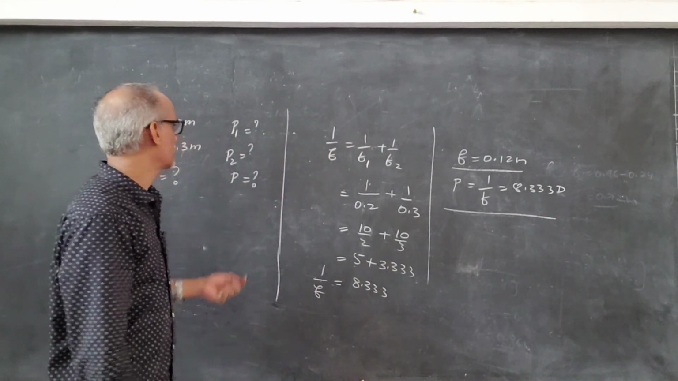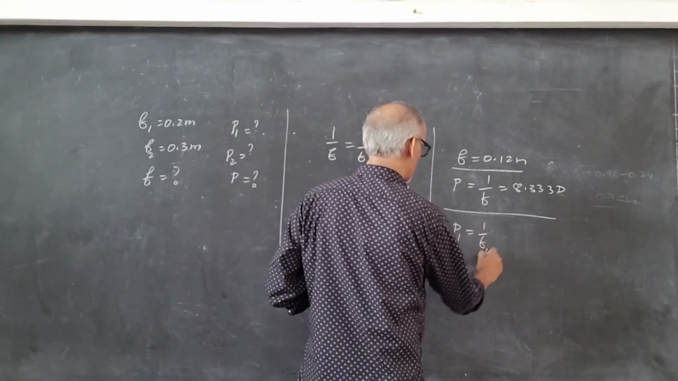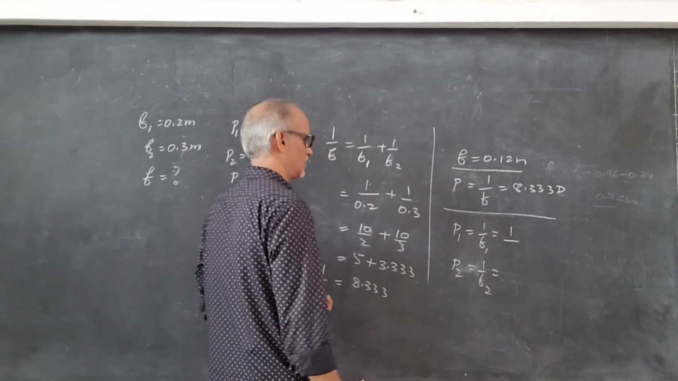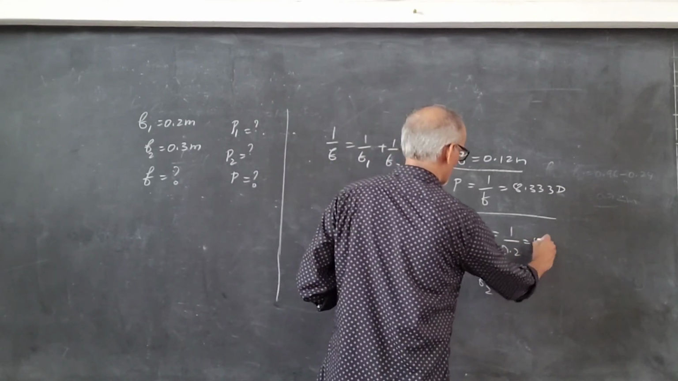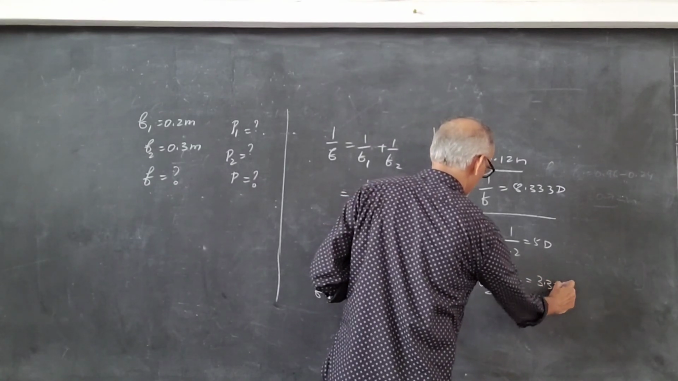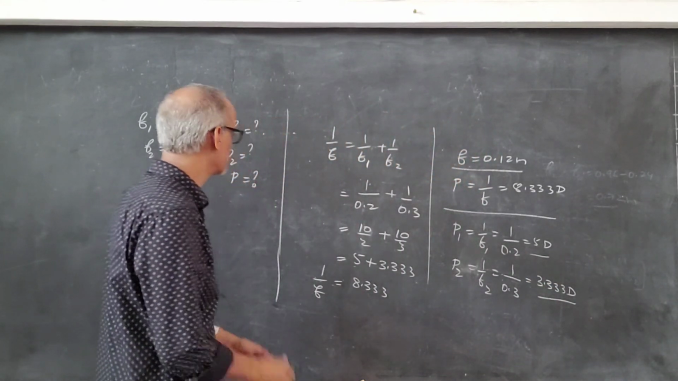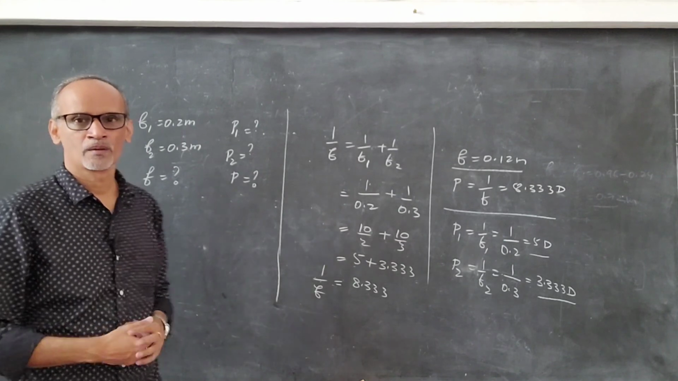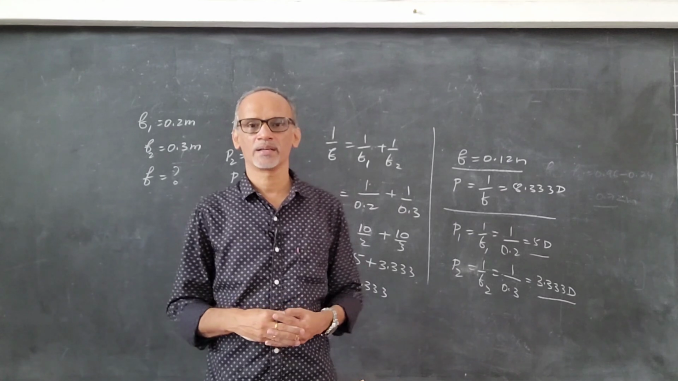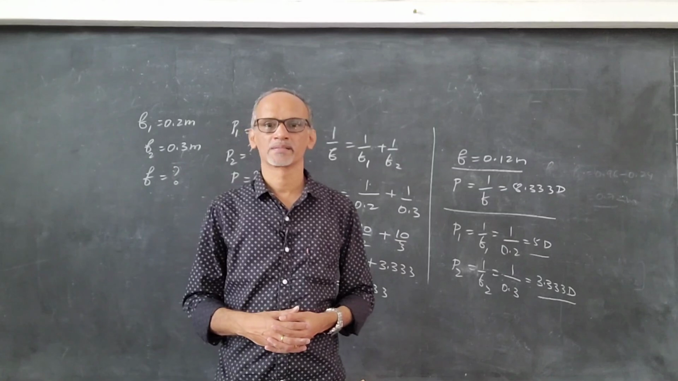Now what is the individual power? P1 is equal to 1 by F1 and P2 is equal to 1 by F2: 1 by 0.2, which is 5 diopter, and 1 by 0.3, which is 3.333 diopter. Again, it's a question from the previous exam, an easy 5 marks question. Hope you have understood today's derivation and the problems based on that. The remaining topics of this chapter I am going to continue in the next class.